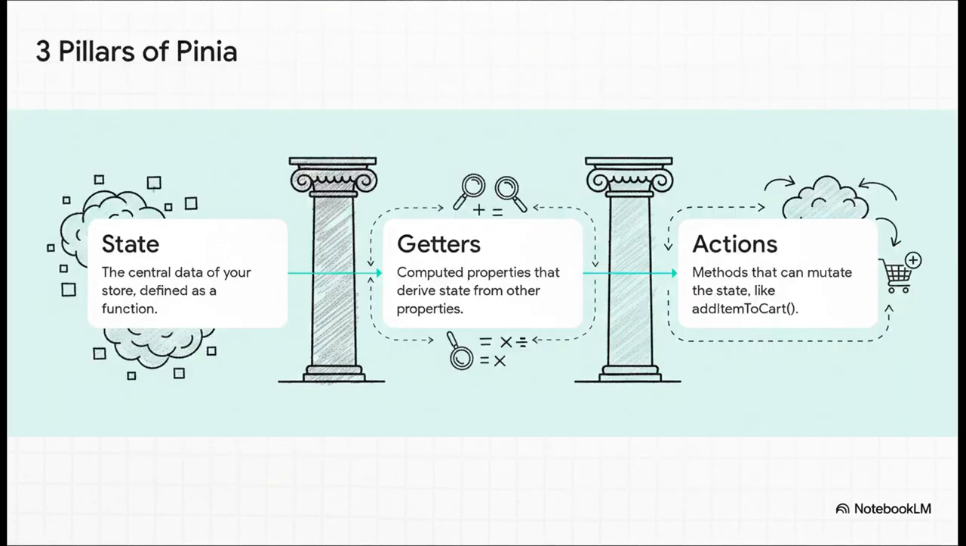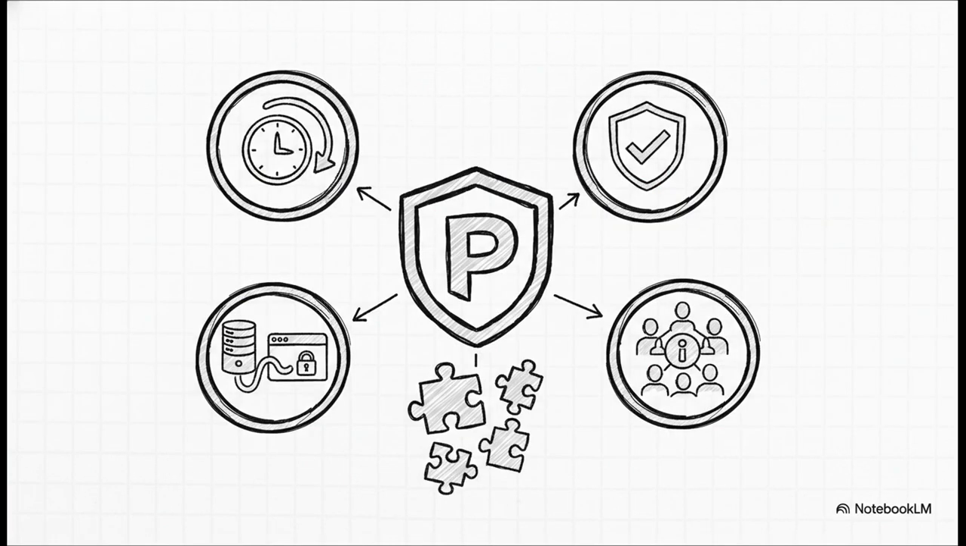Okay, so building a store is seriously as simple as 1, 2, 3. First, you've got your state. That's just the central data, the raw information. Second, you've got getters. You can think of these as computed properties for your store. They're perfect for deriving new info from your state without actually changing it. And third, you have actions. These are the methods you call to actually mutate the state. That's it. State, getters, and actions. That's the whole shebang.